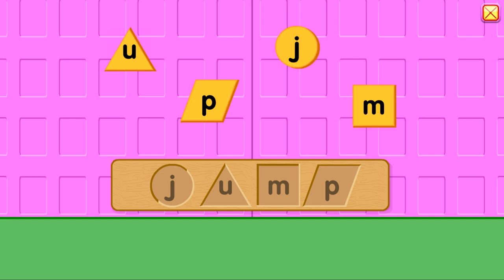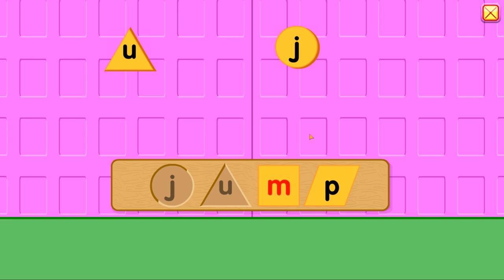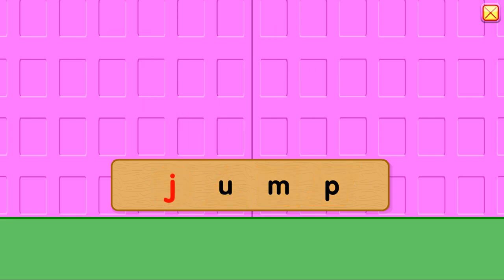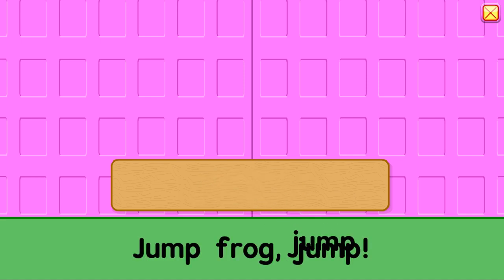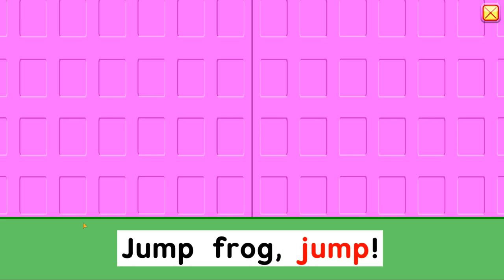Click and drag the puzzle pieces to make a word. Mmm. J. Mmm. J. Mmm. Jump. Jump, frog, jump.